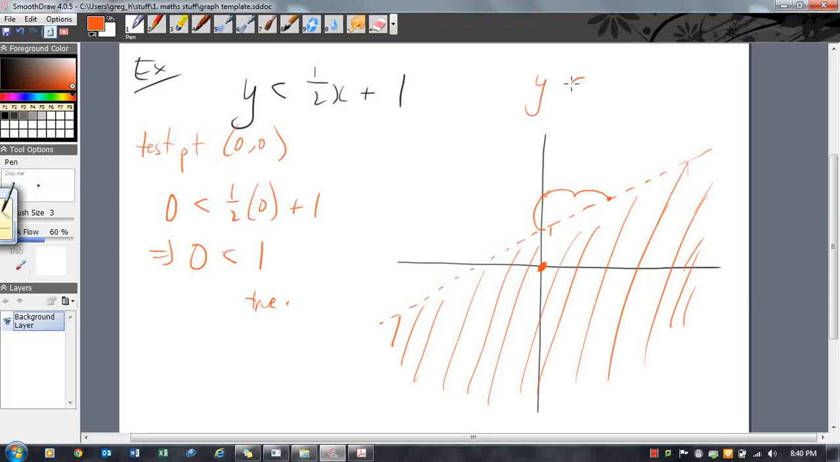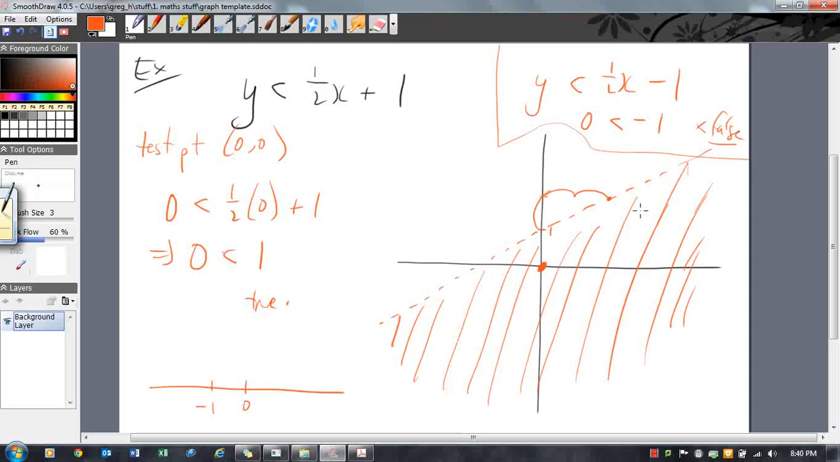If it was y less than half x minus 1, that would have been a bit more interesting, because when you take your test point, you'll get 0 less than negative 1. So if it had been this one, I'll just sort of do an aside here. Y is less than or equal to that. You get 0 is less than negative 1. There's 0, there's negative 1. Is 0 less than negative 1? No, that is false. Okay, that would be false.